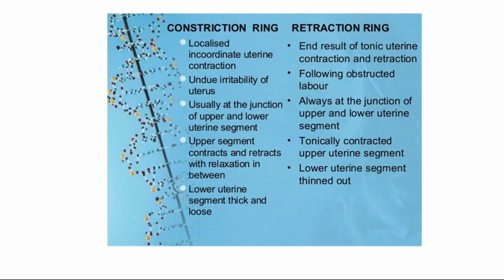So the differences between the constriction ring and the pathological retraction ring, or Bandl's ring, is this: the constriction ring is a localized muscle contraction around a part of the baby, whereas Bandl's ring is the end result of tonic contraction and retraction, which is usually seen in obstructed labors. This is due to undue irritability of the uterus, whereas that follows obstructed labor. The obstruction may be in the passage or in the passenger.